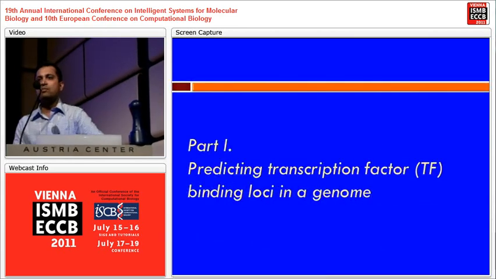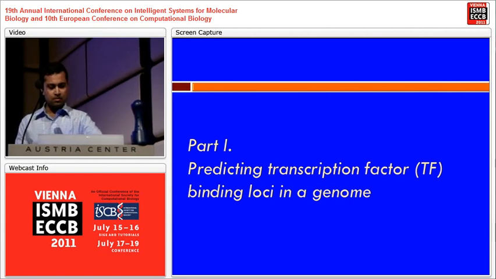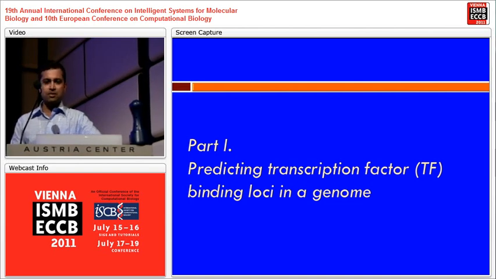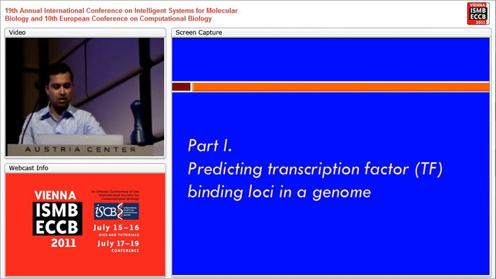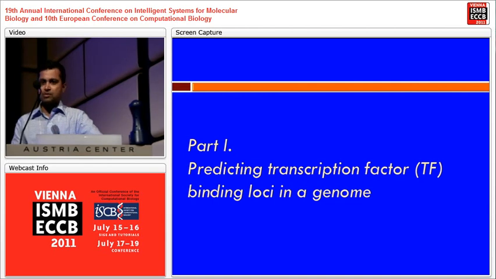But before I go to the main topic, I'd like to begin with a specific bioinformatics task that Magnus was also talking about. That's going to be key in the rest of the talk, and the task is to predict transcription factor binding loci in the genome.